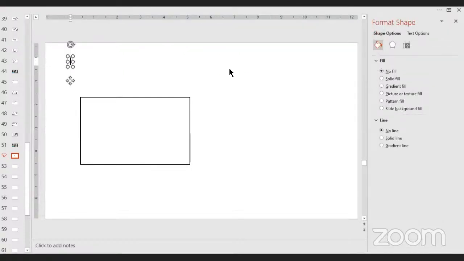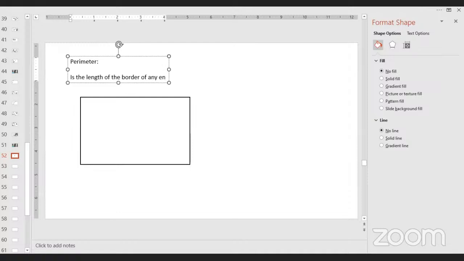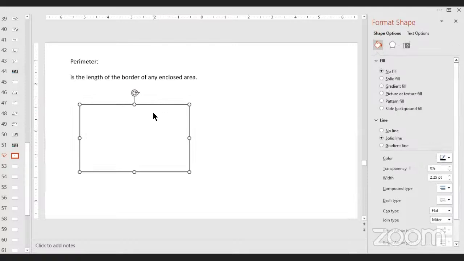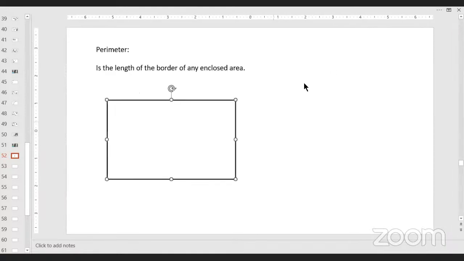Okay, so the perimeter, actually, what is perimeter, right? Perimeter is actually the length of the border of any enclosed area, right? Just now we've seen that we have enclosed the area inside these four sides, right? These are rectangles, right? So the perimeter of a rectangle is a special kind because it's a specific shape, right?